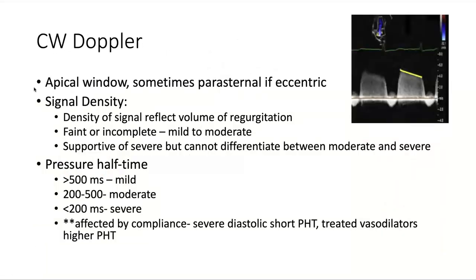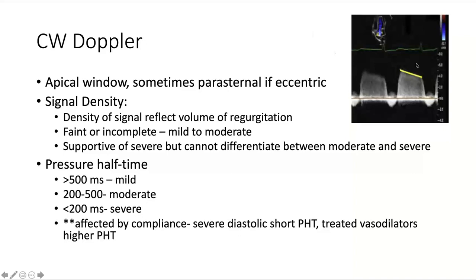Other things with the continuous wave Doppler: the bottom line is to use the best windows where you can see it, but apical, sometimes parasternal if it's eccentric. Signal density, because I always talk about the envelope being more dense, can reflect the volume of the regurgitation. These are supportive criteria, but if it's faint or incomplete, that would lead you to think the regurgitation is mild to moderate. If it's really dense, it's more supportive of severe. But again, the ASE cautions that you wouldn't be able to differentiate between moderate and severe.